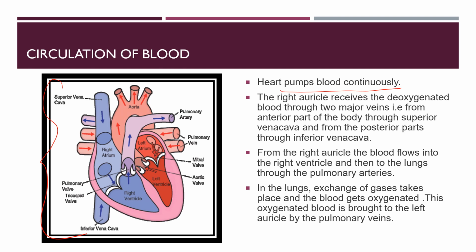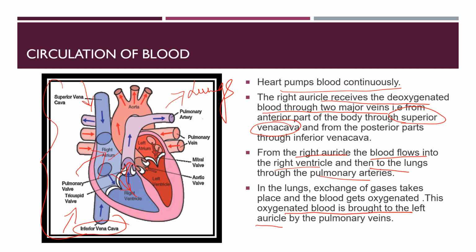Now the right atrium or the right auricle receives the deoxygenated blood from the 2 major veins. So what are the 2 major veins? Through the superior vena cava, that is from the upper part of the body, the deoxygenated blood is carried, and from the lower part of the body it is carried through the inferior vena cava. So all this deoxygenated blood is deposited in the right atrium. Now from the right auricle, the blood flows into the right ventricle, and then through the pulmonary arteries it is taken to the lungs, where it is again purified and oxygenated. And after being oxygenated, that blood is brought to the left auricle through the pulmonary veins.